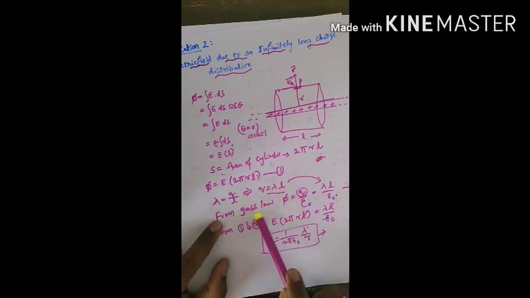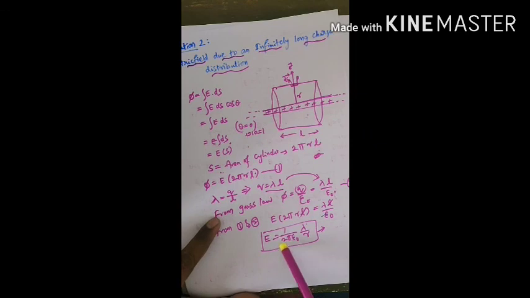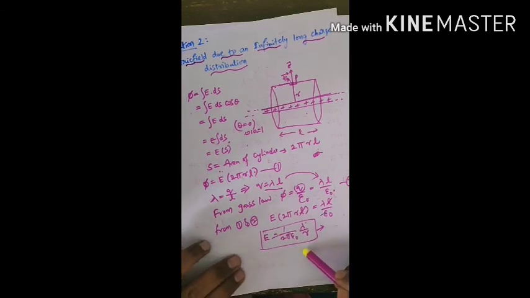So we know from Gauss law, phi is equal to Q by epsilon naught. Instead of Q, I am writing lambda L. This is equation 2. And comparing equation 1 and 2, we will get E equal to 1 by 2 pi epsilon naught lambda by R. Okay, this is the second application.